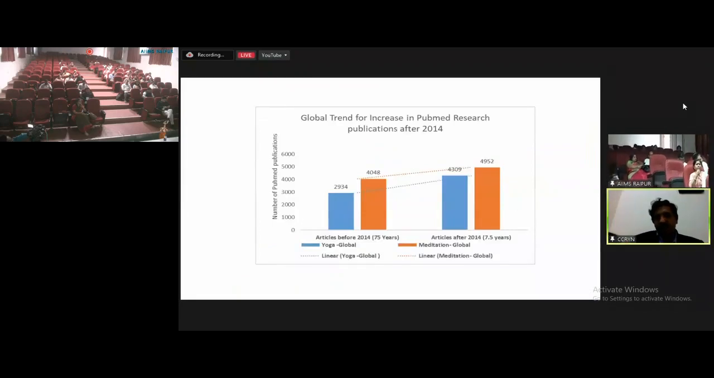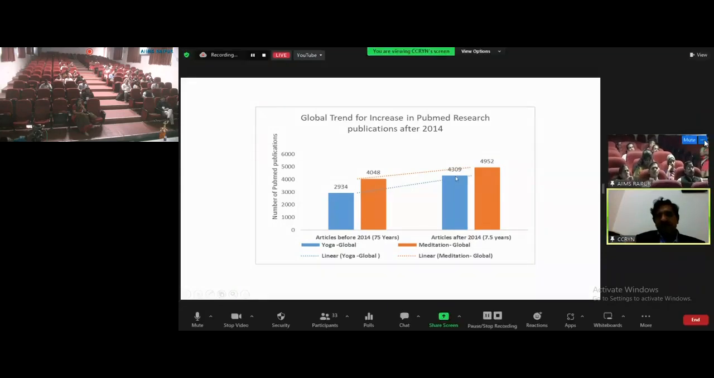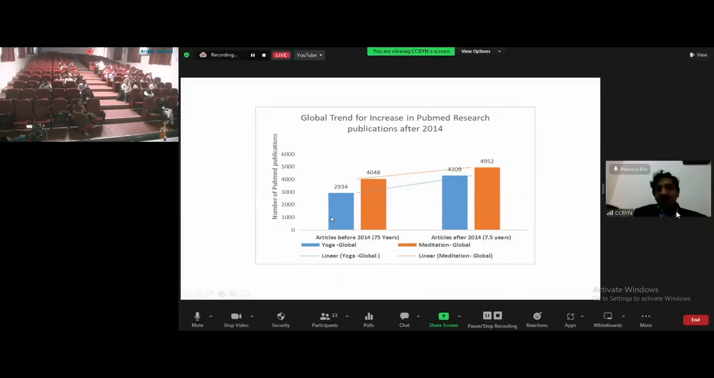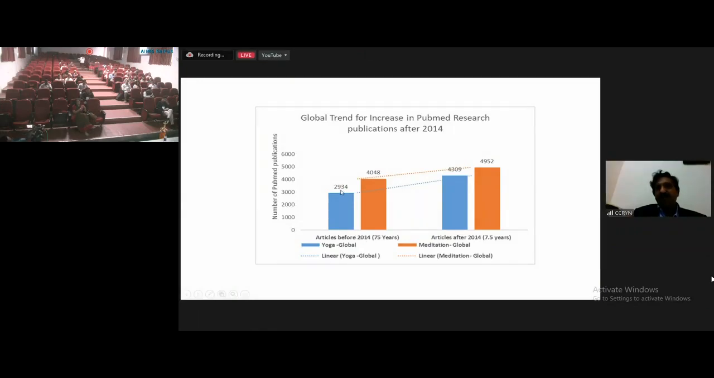And if you want to look at the exponential increase in yoga articles, it came after 2014, when the International Day of Yoga was coined by the UN. You can see here that from 2009 onwards we have about 4,309 articles. For the past 75 years, up to 2014, we had 2,934 articles with the keyword yoga. In the last 7.5 years, we have double the amount of articles on yoga. So it is an exponential increase in articles on yoga.